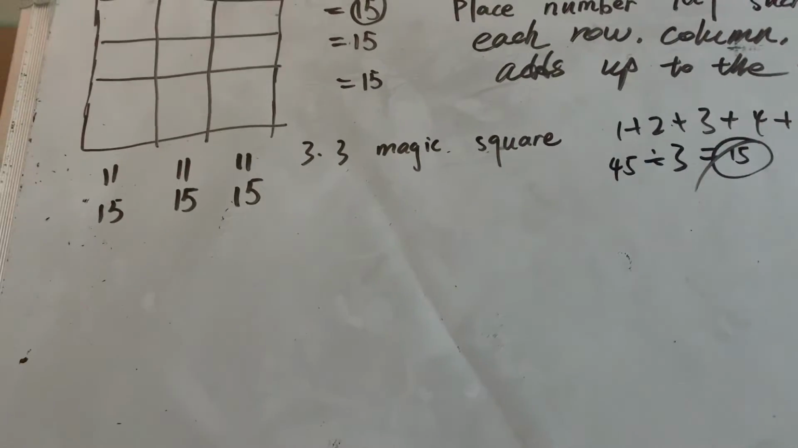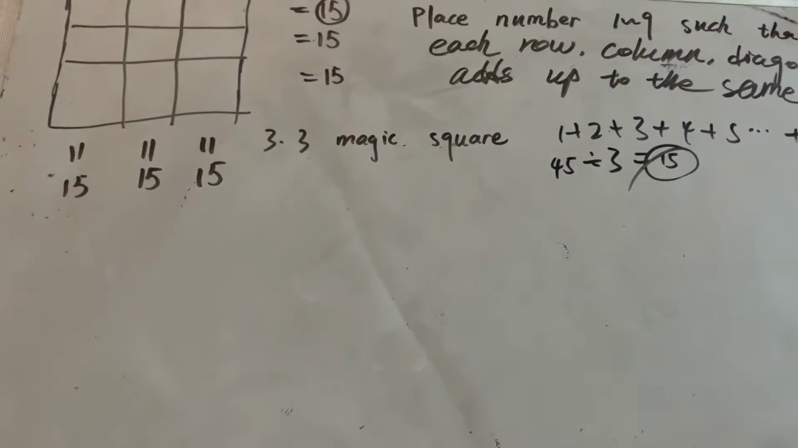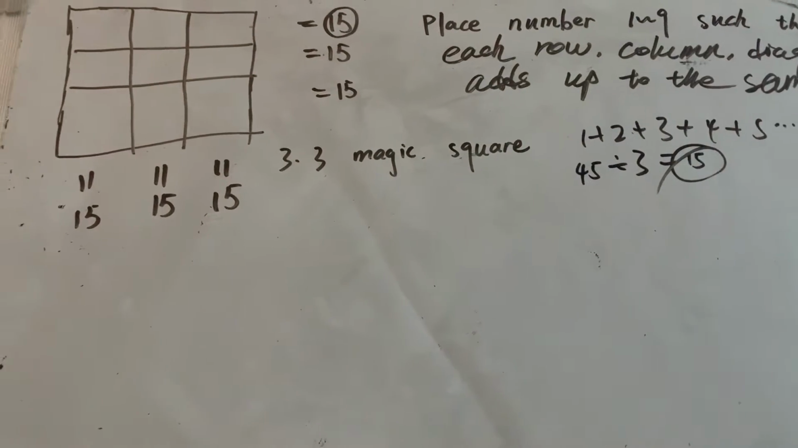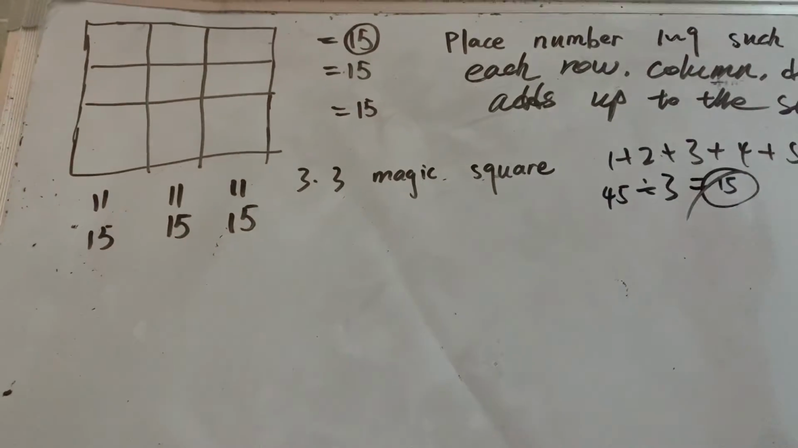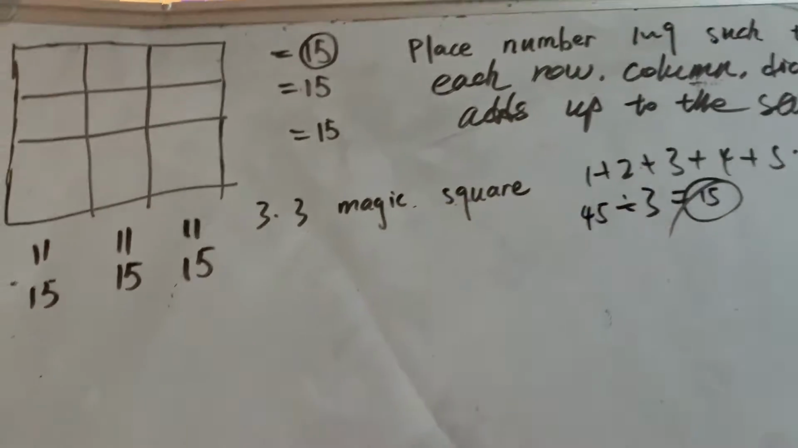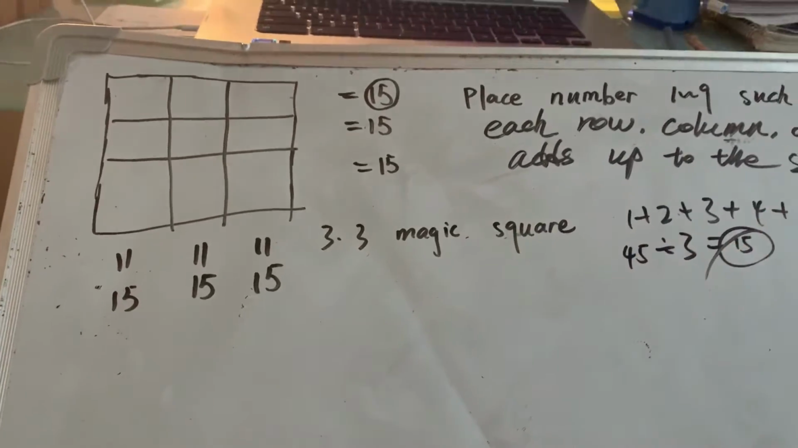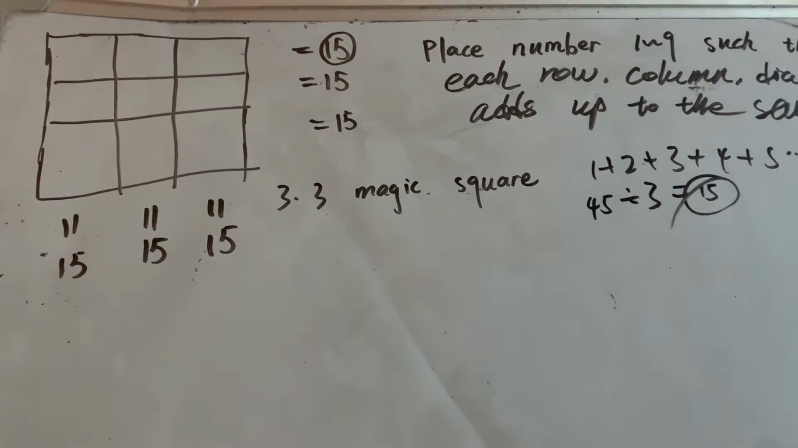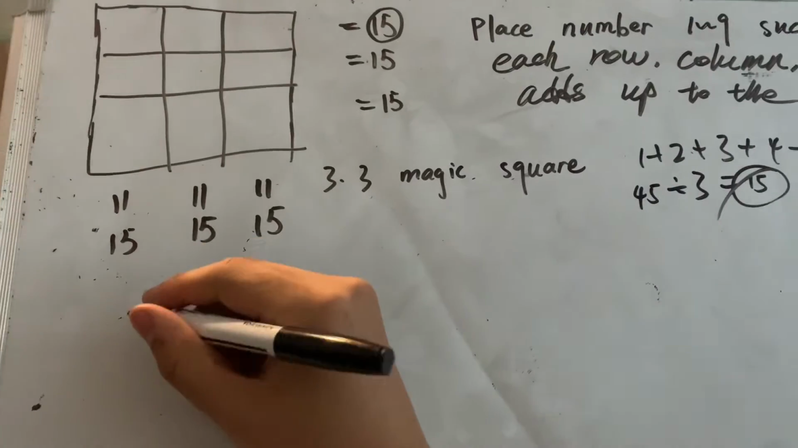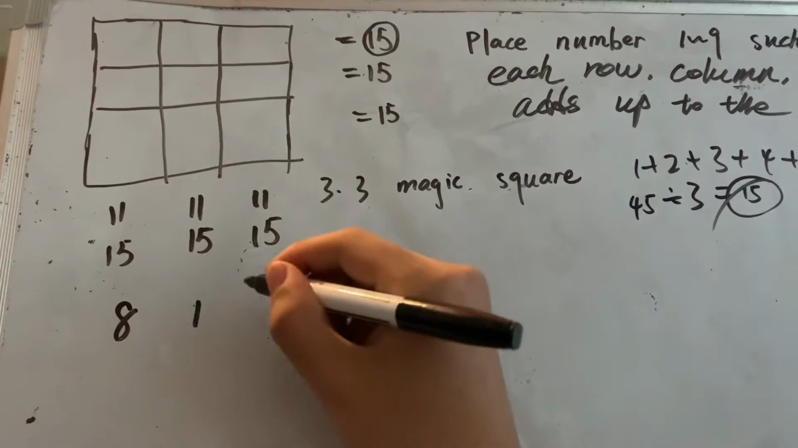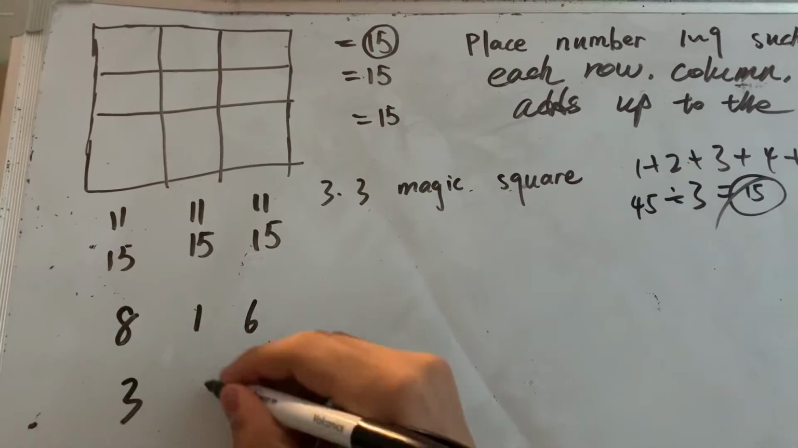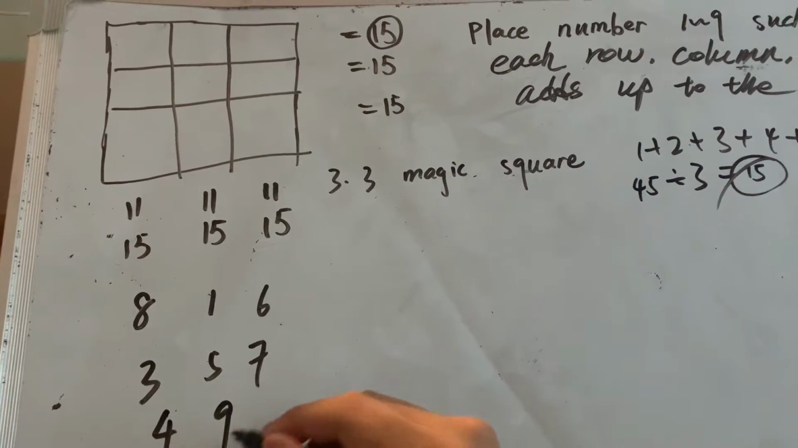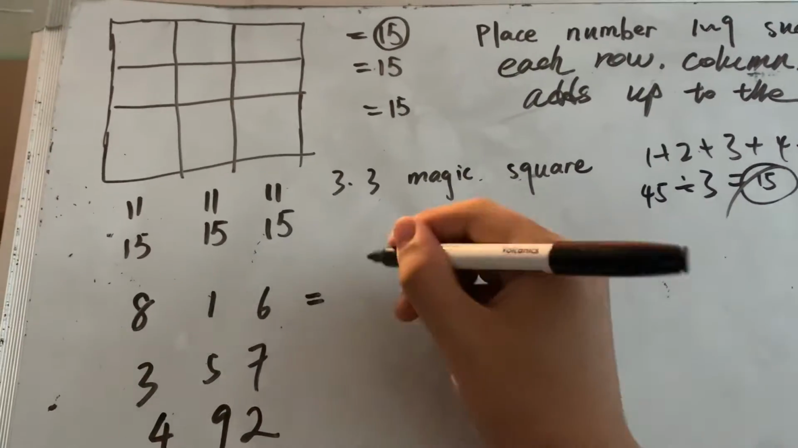Next, we are going to talk about the total number of solutions. You should know that a 3 times 3 magic square only has 8 possibilities, and all of them are reflections and rotations of one puzzle. So I'm going to talk about all of the pieces. The first one is 8, 1, 6, 3, 5, 7, 4, 9, 2. I'm going to show you why it works.